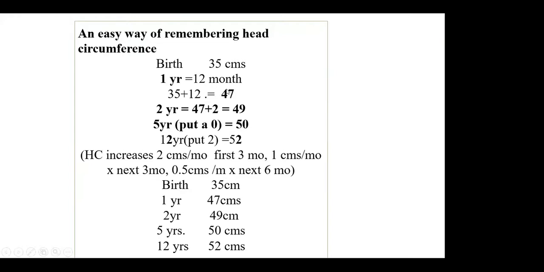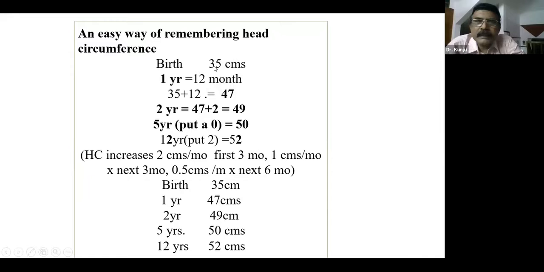So what will be the head circumference at 6 months? 35 plus 6 would be 41, but we know that in the first 6 months there is a greater increase in size, so it will be 42. That way you can remember. Then 47 plus 2, at 2 years it is 49, at 5 years 50, at 12 years 52. And the adult size would be 54 to 56.